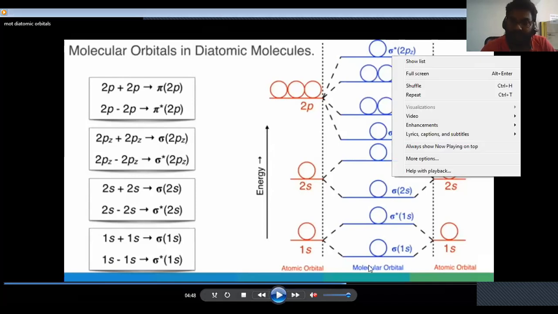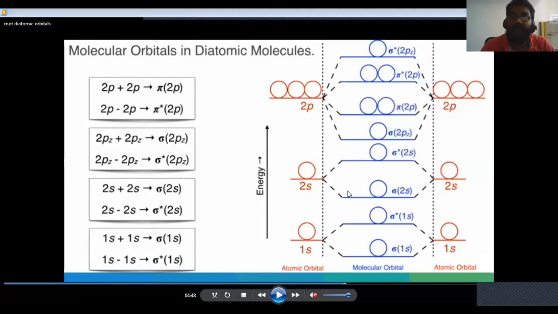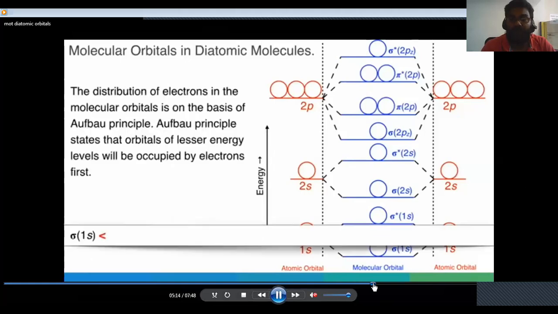As energy increases, the orbitals are less stable. That is the indication of the molecular orbital. This is very important. You can find it out like this: sigma 1s less than, and so on.